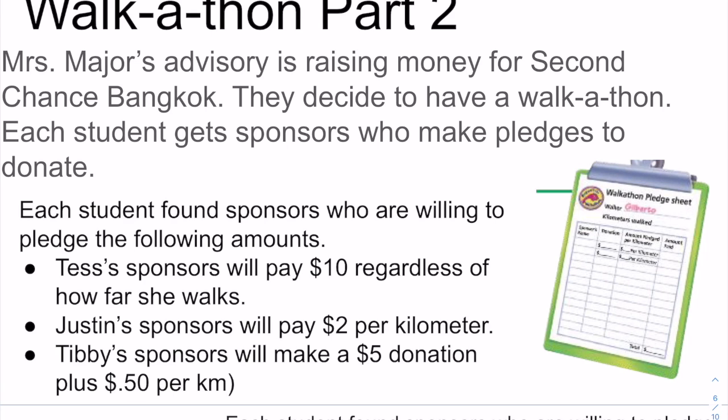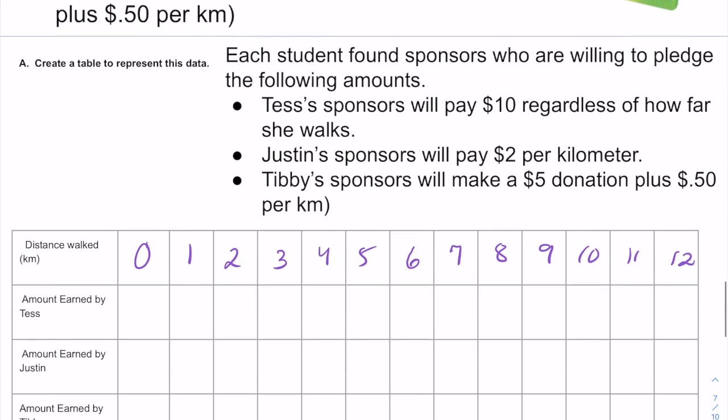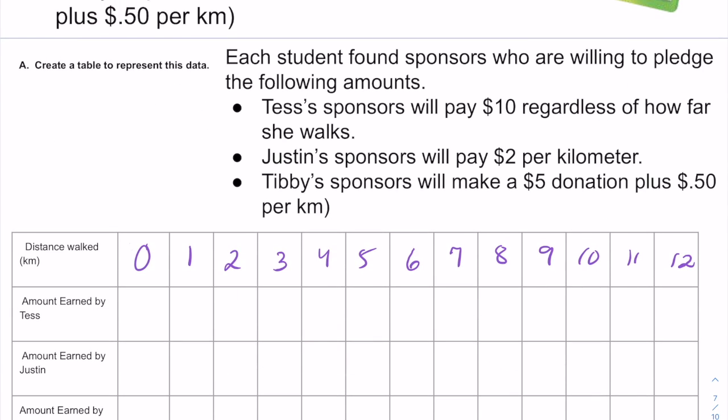So your job with the walk-a-thon, the first thing that you're going to do is to create a table. And you're going to put all of the data for all 3 people in the same table. So we have distance walked. I want you to start with 0 and go up to 12. That is the number of kilometers that they're going to walk. And then we have the amount earned by Tess in the second row, the amount earned by Justin in the third row, and the total amount earned by Tibby in the last row.